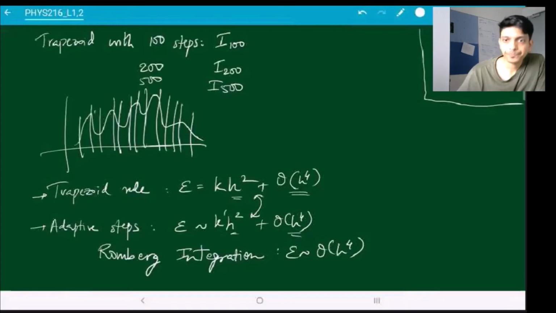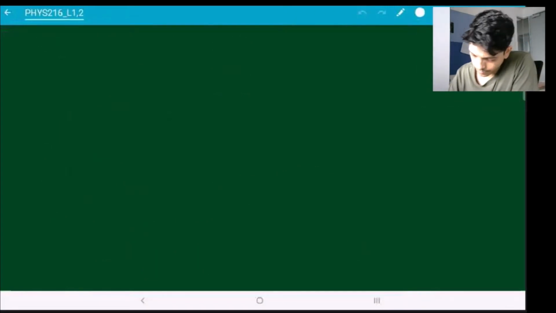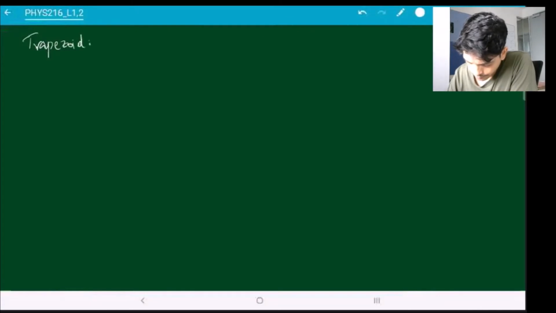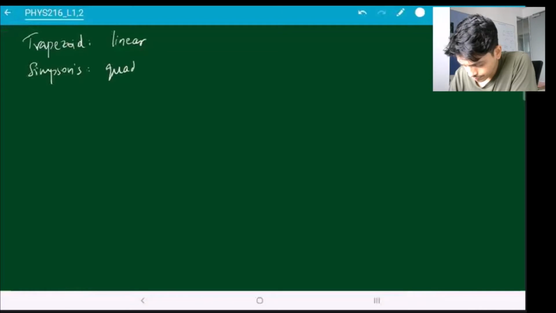Now we saw in trapezoid rule, we tried to fit the function using straight lines. So we used a linear function to create a trapezoid. In Simpson's rule, we used a quadratic function. So this goes as x, this goes as x squared.